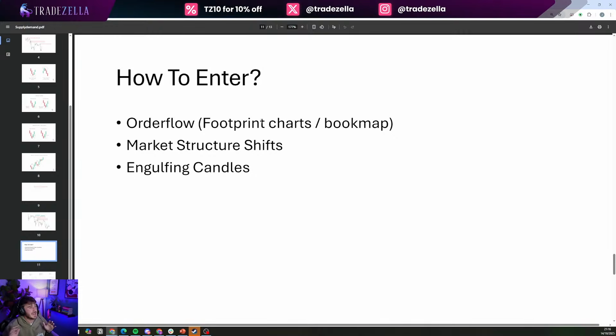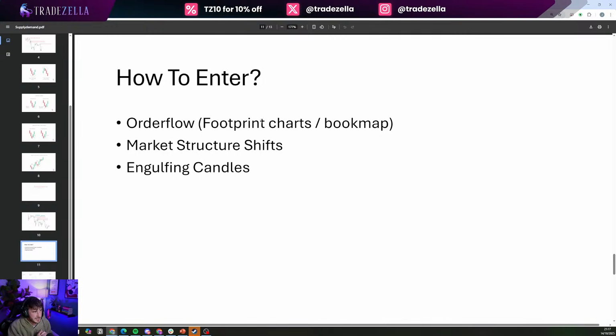So how do we enter these zones when price taps into them? The first way is order flow, footprint charts, bookmap, that type of thing, right? That is the first way that you can obviously go ahead and enter and confirm your entries at these zones. These zones that I'm talking about today are essentially POIs. So these are points of interest where we know that the price is likely to reverse or make some kind of sharp move, right?